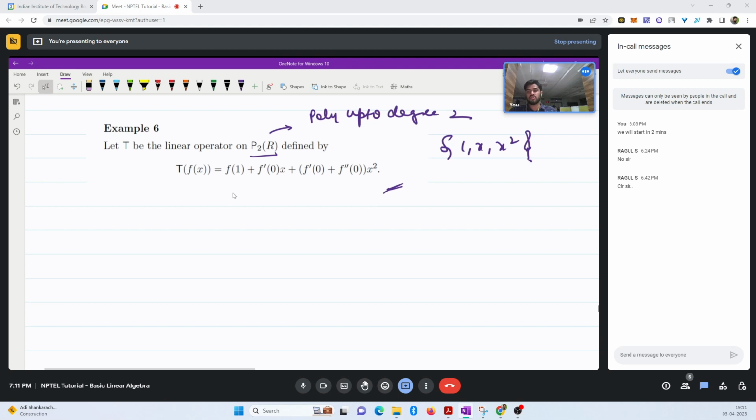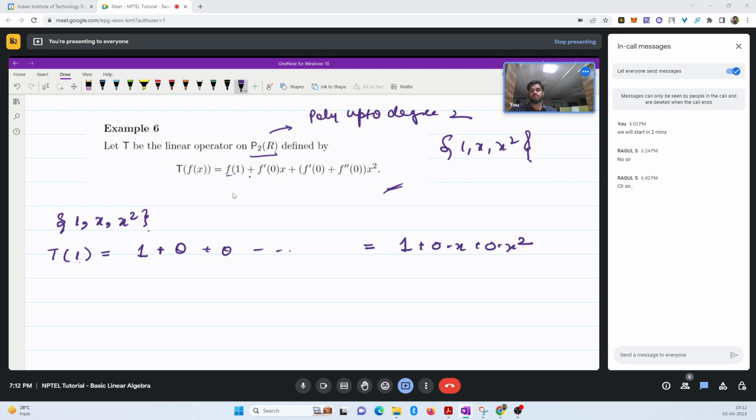Hopefully the calculation doesn't become ugly. So first of all, we need to look at the basis: 1, x, x square. If we find T of 1, what is it? It is f of 1. Since 1 is already a constant, this is 1 plus f dash of 0. Anything with derivative would be 0, so I'm straight away writing it as 0. So this is nothing but 1 plus 0 times x plus 0 times x square.